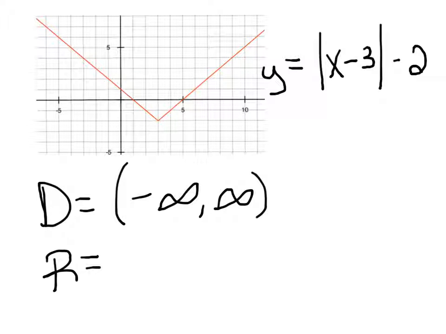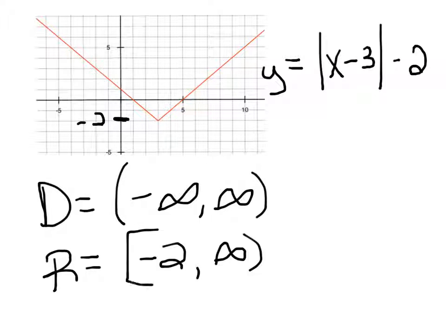My range, though, is going to start at negative 2, and it's going to get bigger. So I'm going to go from negative 2 to infinity. Never going to get a number smaller than negative 2. You can tell that by looking at the graph. Now, it does equal negative 2, so I'm going to put a bracket around negative 2, showing that my range starts at negative 2. It includes negative 2.